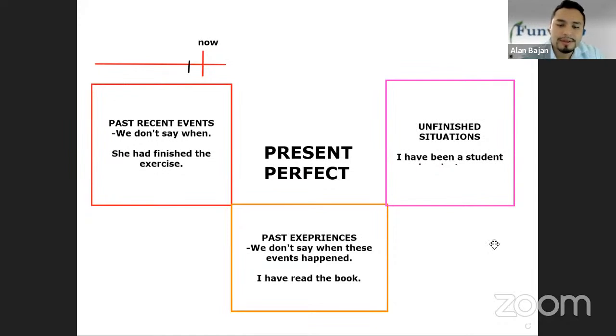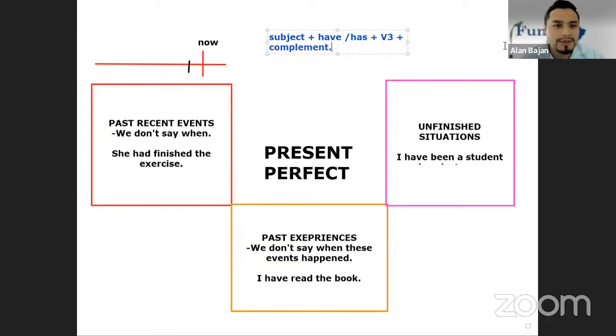Past recent events, past experiences. We don't say when. No damos la fecha específica, all right? We don't give the exact time when this happened. So let's see the structure. The structure for present perfect includes the subject plus the auxiliary have or has plus the verb in past participle or V3 plus the complement.